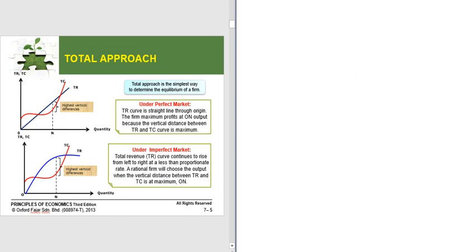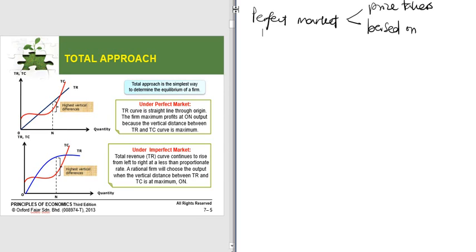Okay, so from the previous topic, I have already covered the two different types of market, on the last part of the previous topic. The two types of market are perfect market and imperfect market. Perfect market is basically where the firms or the businesses in the market are price takers, meaning they only accept the price that is set based on market demand and market supply, based on the equilibrium price in the market.